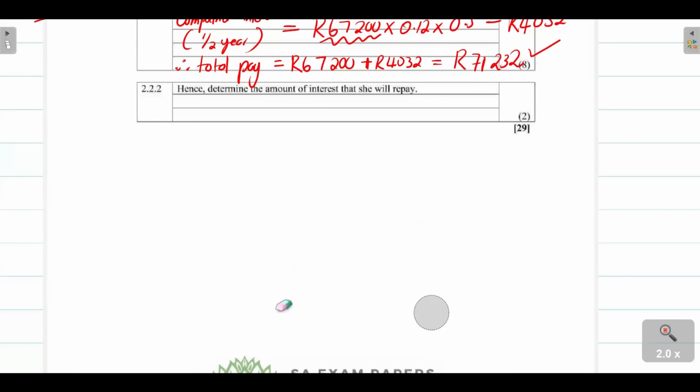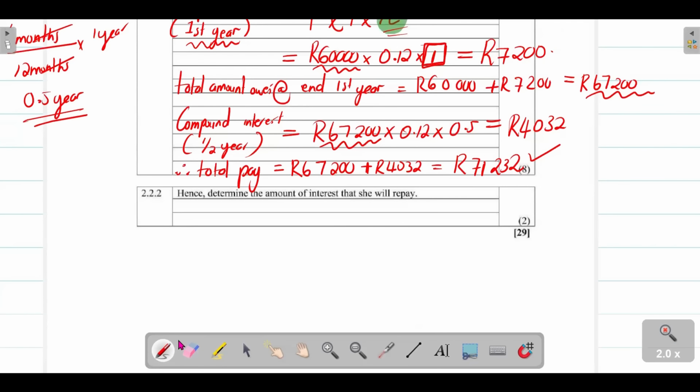Okay. All right, question 2.2.2. Hence, determine the amount of interest she will repay. How do we get the interest here? What does the word hence mean? I think for us to determine the amount of interest that she has to repay, we have to take the amount that she was supposed to pay, and then either subtract, and that money is the interest. So tell me what to do.